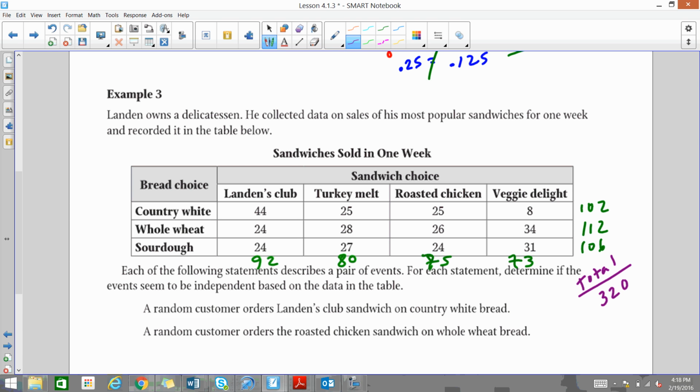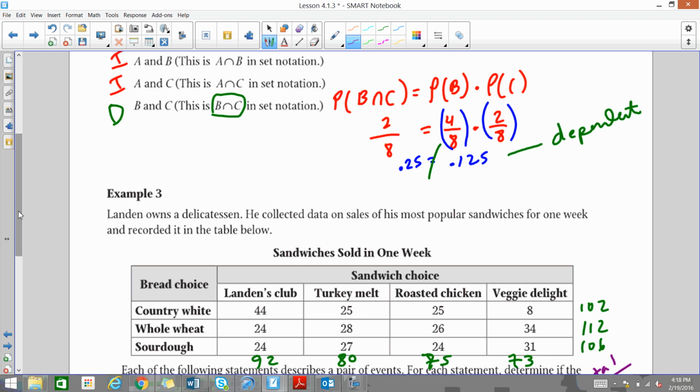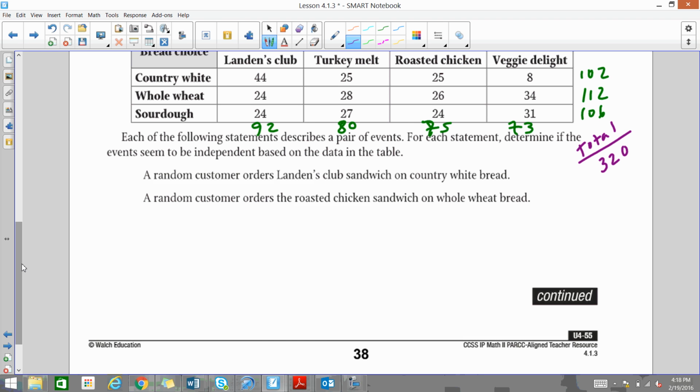You need these because now with all these numbers, we can now try to figure out independent events and dependent events. So I'm going to scroll down some more so I can see. There we go. All right, so now it says each of the following statements describes a pair of events. For each statement, determine if the events seem to be independent based on the data or dependent.